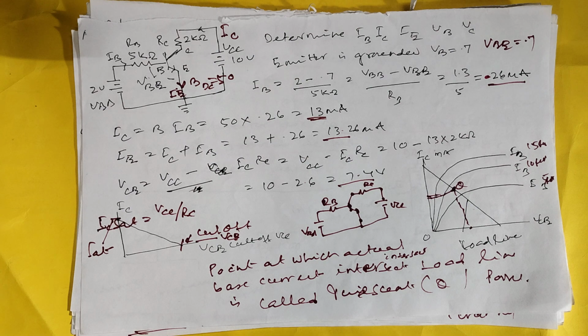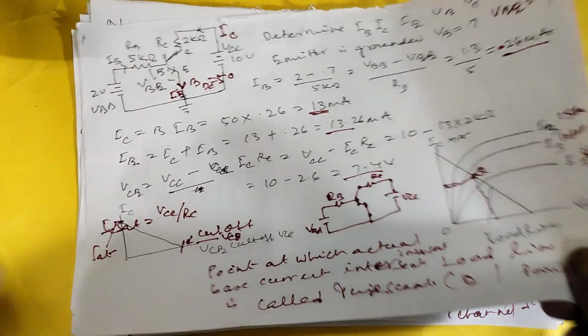Here one problem is there. Here also 2 volt, V is 7, so IB is equal to 2.7 by 5 kilo ohm. That is coming around 0.26 milliampere. IC is equal to beta IB. IE is equal to IC plus IB. So VC is equal to VCC minus IC RC. So it is coming 7.4 volt. Again, this is a point at which the actual base current intersects the load line, called the quiescent point.